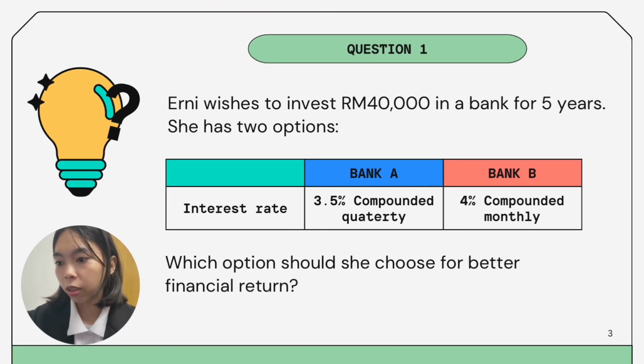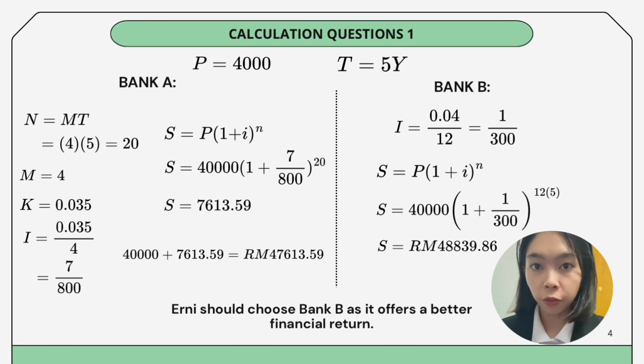invest RM4,000 in a bank for 5 years. She has two options, Bank A and Bank B. For the interest, Bank A is 3.5% compounded quarterly and Bank B is 4% compounded monthly. Which option should she choose for the better financial return? Okay, so let me start with Bank A.